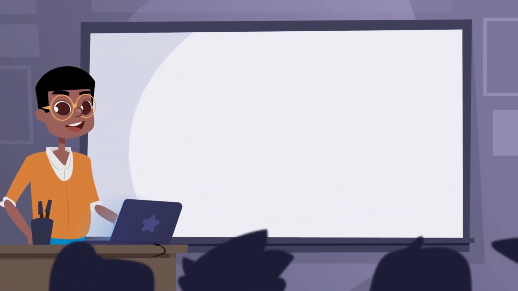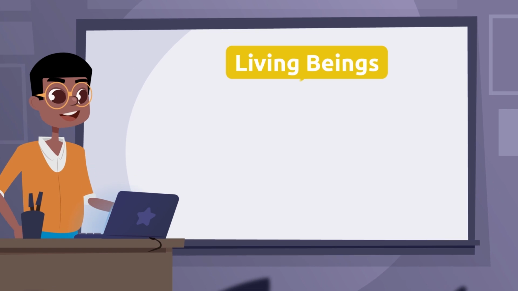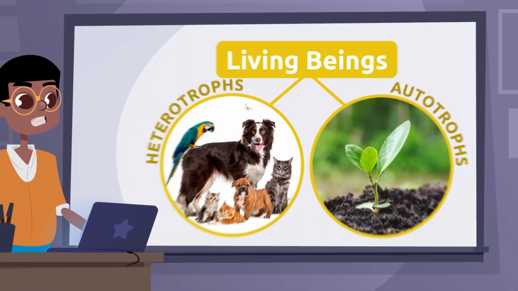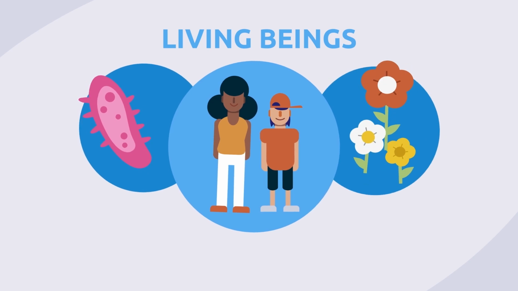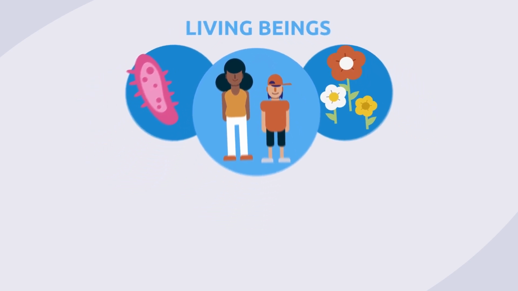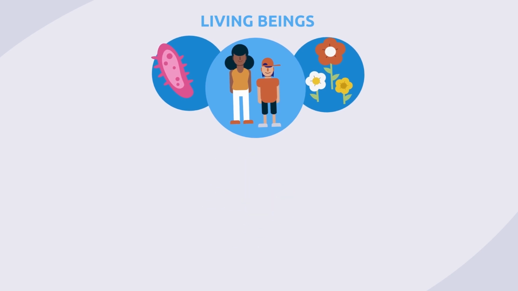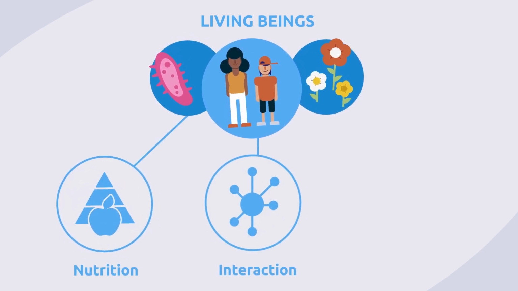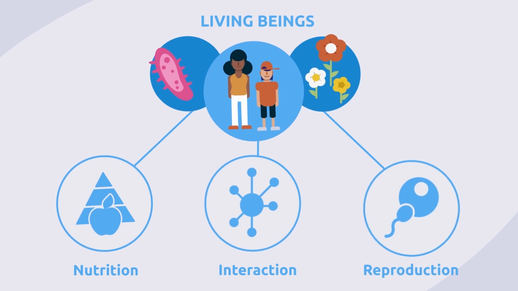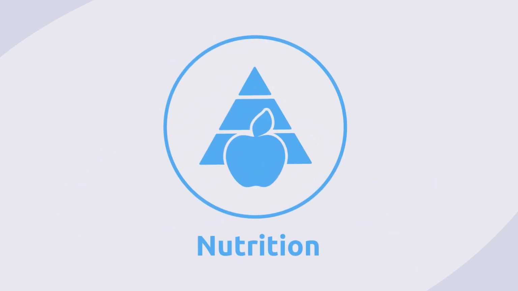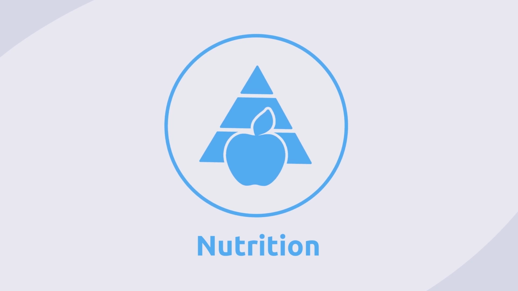Today, we're going to explore the differences between heterotrophs and autotrophs. Living beings need to carry out 3 vital functions to survive. Do you remember which ones? That's right! Nutrition, interaction, and reproduction. Today, we're going to find out more about the function of nutrition.